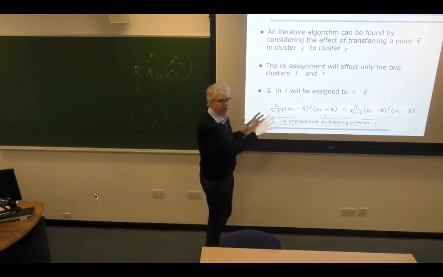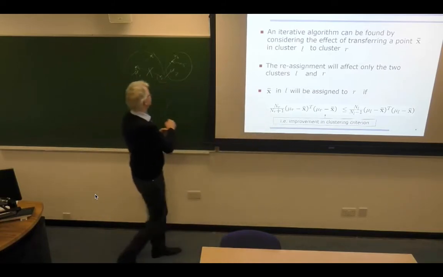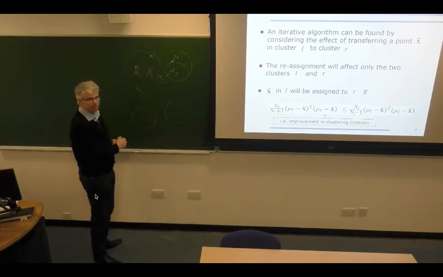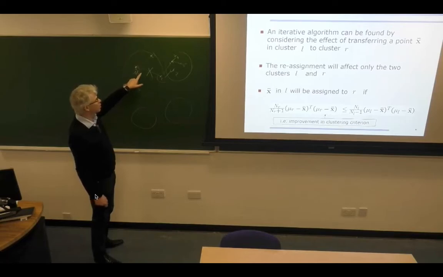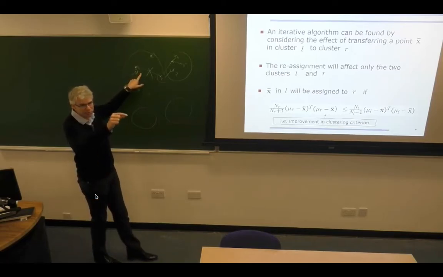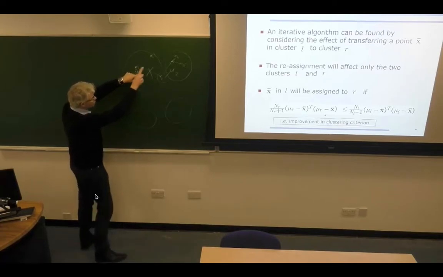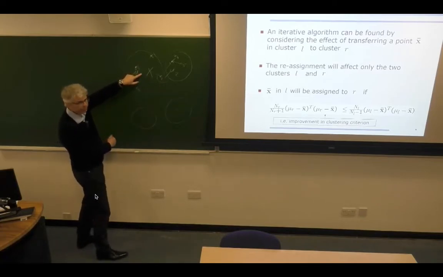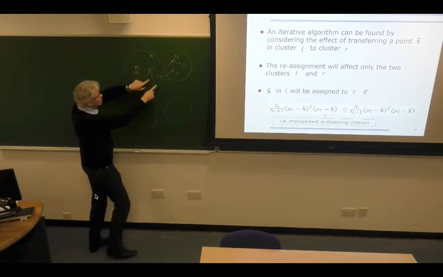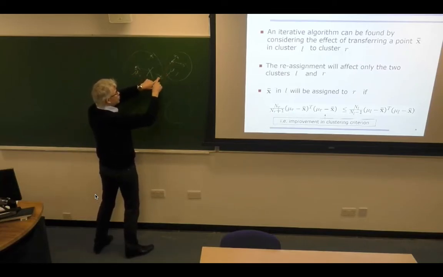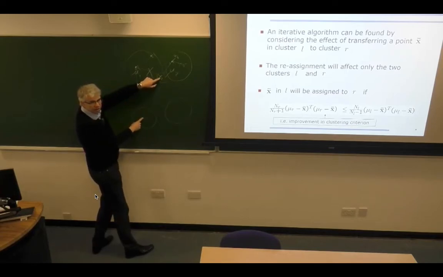So you can then use this criterion and go through every data point. You can say, right, I'm currently in one class. What would happen if I moved to all of the other classes? Suppose here we've got 4 clusters. If I know I'm in this cluster, I take this point and I test what would happen if I moved it into this cluster, or this cluster. And you do that for every data point.